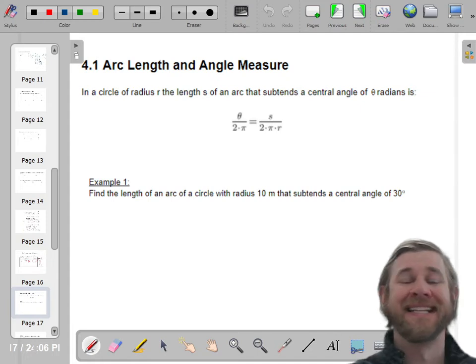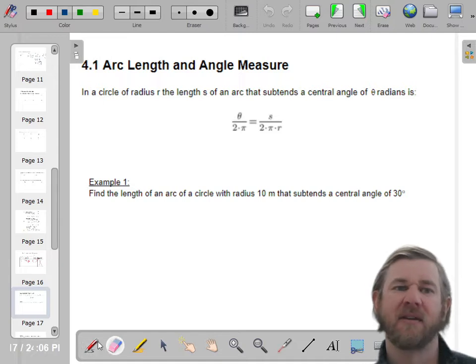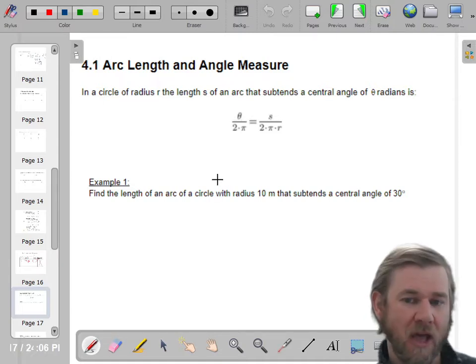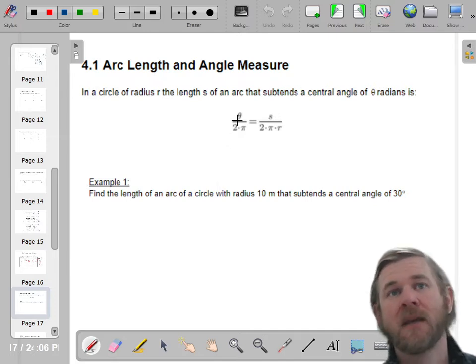Hello, ladies and gentlemen. Now let's talk about arc length and angle measure. Really about sector area is what we're talking about. So let me just help you understand where this formula comes from, and then maybe you can figure it out if you ever get stuck.